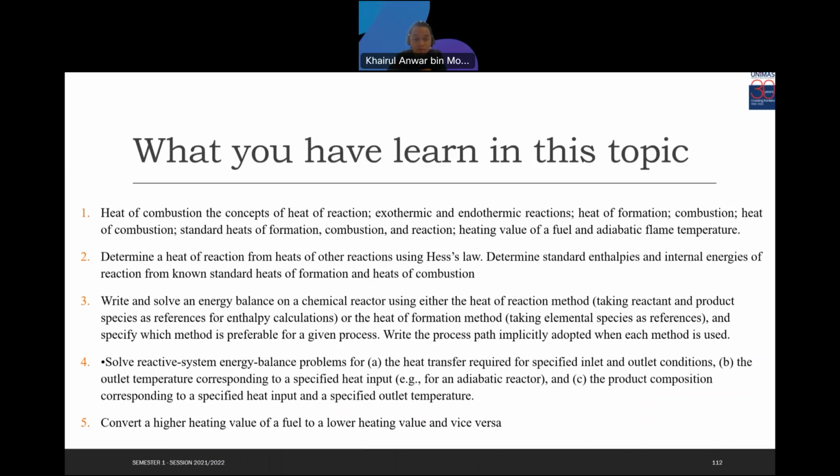Write and solve an energy balance on a chemical reactor using either the heat of reaction method or the heat of formation method, and specify which method is appropriate for a given process. Solve reactive system energy balance problems for the heat transfer required for specified inlet and outlet conditions, the outlet temperature corresponding to a specified heat input, and the product composition corresponding to a specified heat input and a specified outlet temperature. Convert the higher heating value of a fuel to a lower heating value and vice versa.